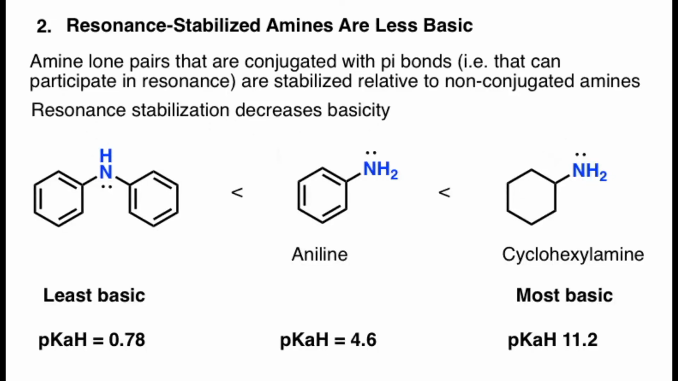Now let's look at these compounds. So cyclohexylamine, most basic, cyclic, no double bonds. Aniline, double bonds, but only one cyclic structure. And then you have this structure, which has two cyclic chains, hence more electrophilicity and hence least basic.